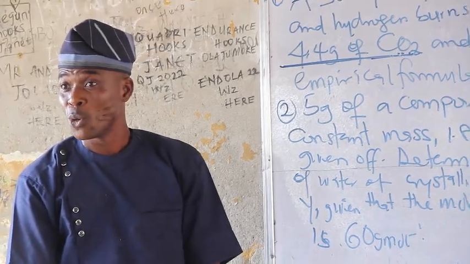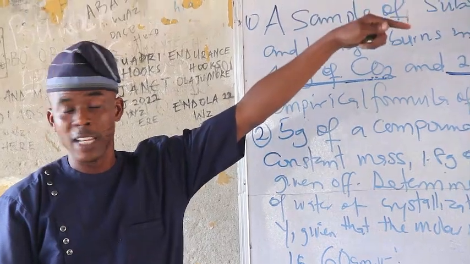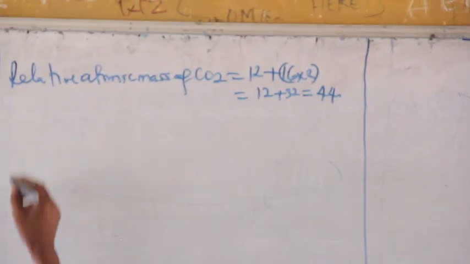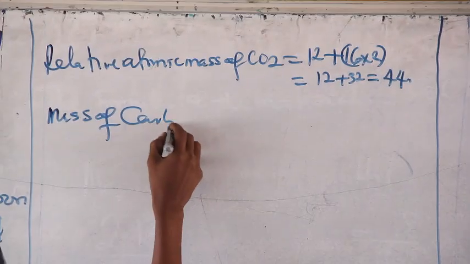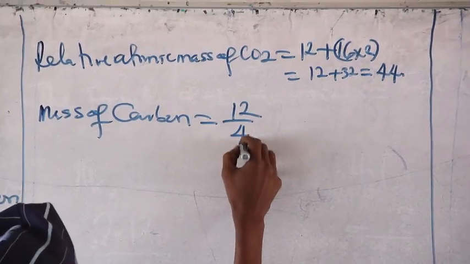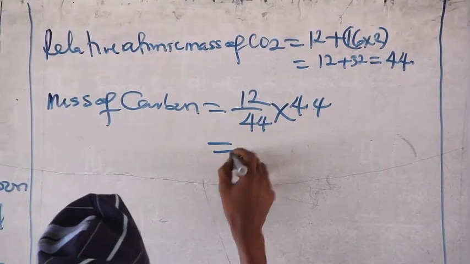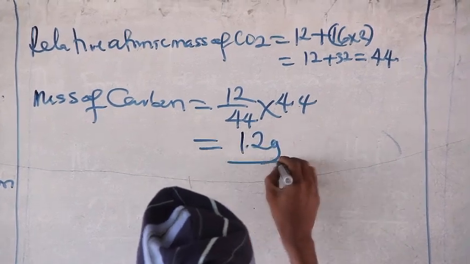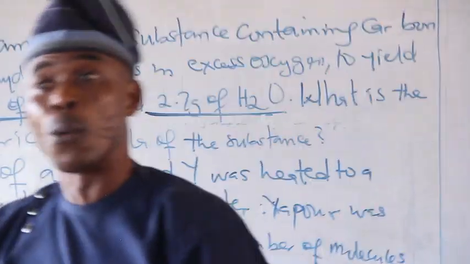What would I do? The mass of carbon is the relative atomic mass of carbon, that is 12, over 44, times 4.4. And that will give us what? It means the mass of carbon present in that substance is 1.2.